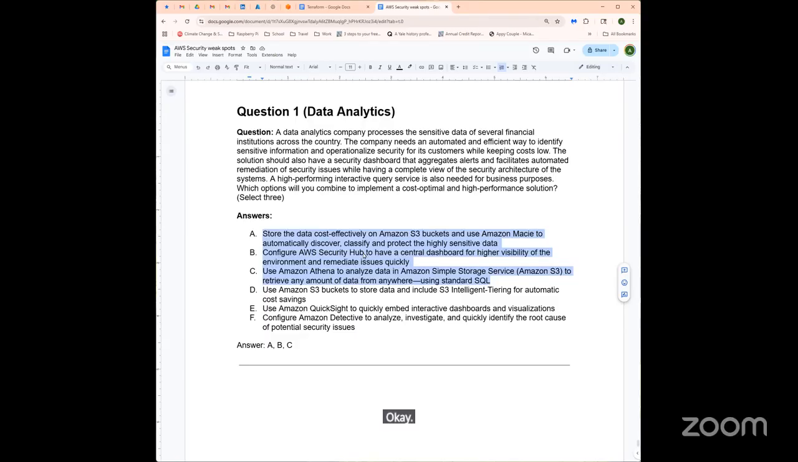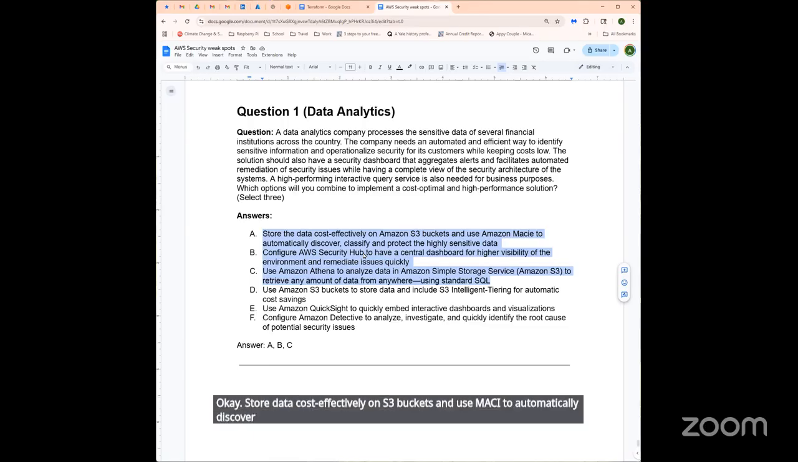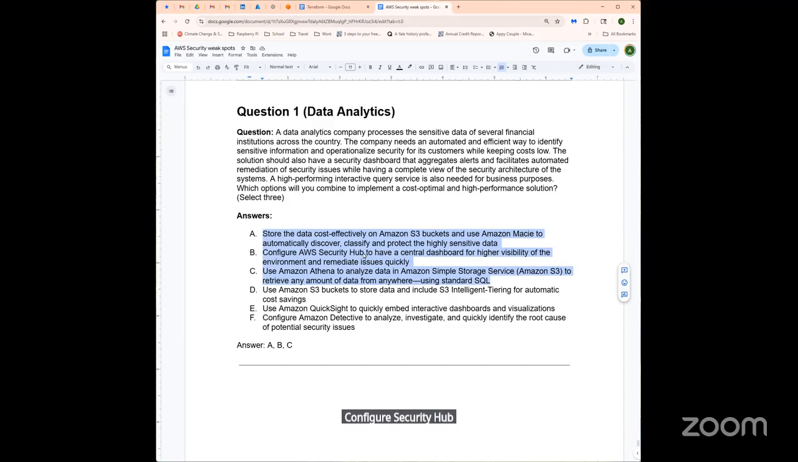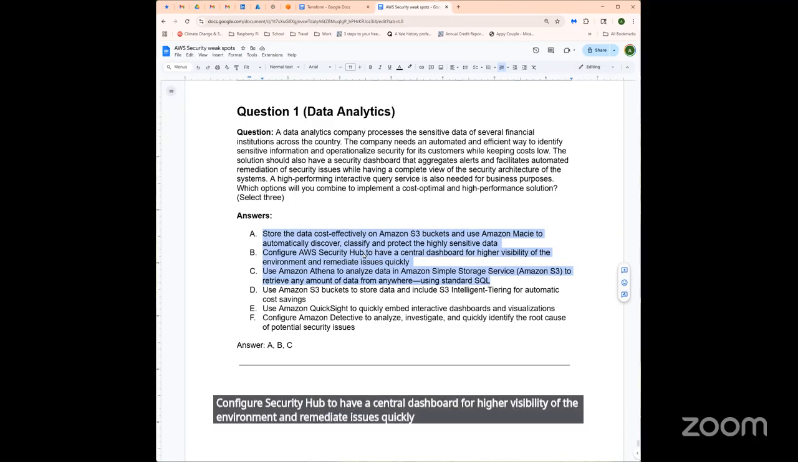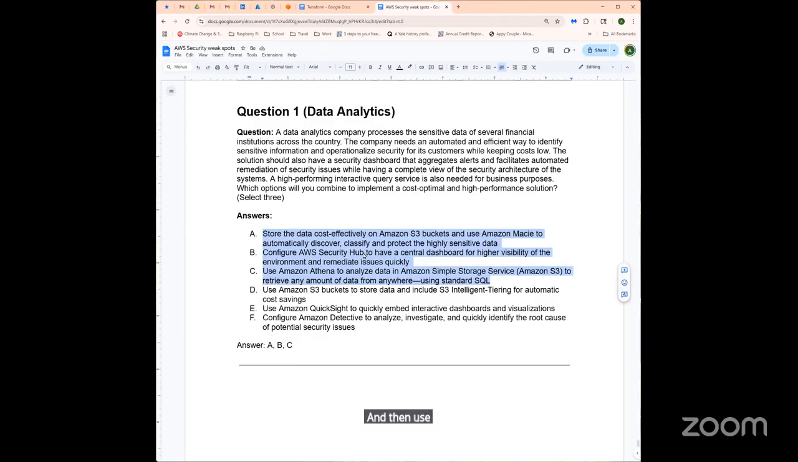Store data cost-effectively on S3 buckets and use Macie to automatically discover, classify, and protect the sensitive data. Makes sense. Configure Security Hub to have a central dashboard for higher visibility of the environment and remediate issues quickly. And then use Athena to analyze data in S3 to retrieve any amount of data from anywhere using standard SQL.